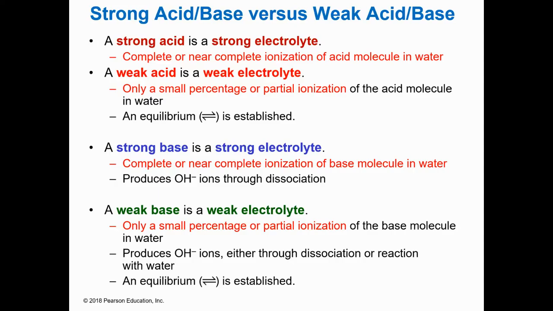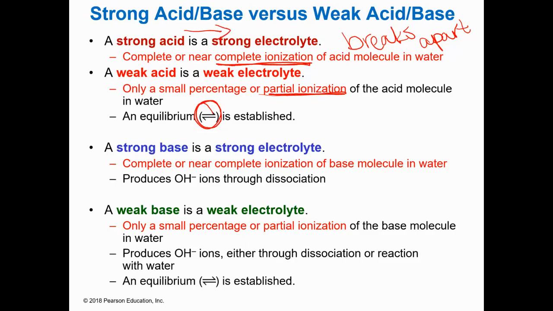Okay, so a strong acid is going to be a strong electrolyte, which means it completely ionizes, which means breaks apart. Okay, hopefully you remember that from chapter 8. And then a weak acid will be a weak electrolyte, and a very, very small portion is going to break apart or ionize. Okay, the weak ones are always going to have this double arrow. A strong one will always have a single arrow.